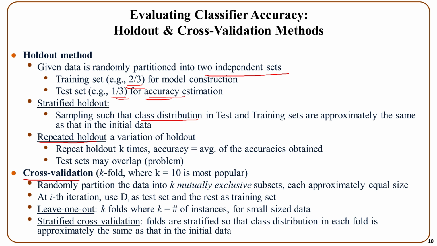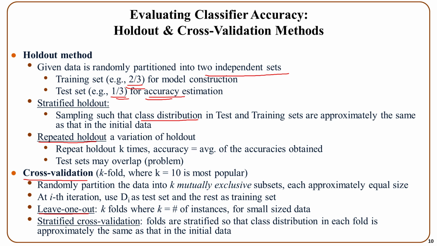The second method is cross-validation using k folds, and usually k is chosen as 10. We randomly partition the data into k mutually exclusive subsets of approximately equal size. At the ith iteration, we use one of the sets as the test set and the rest as the training set.